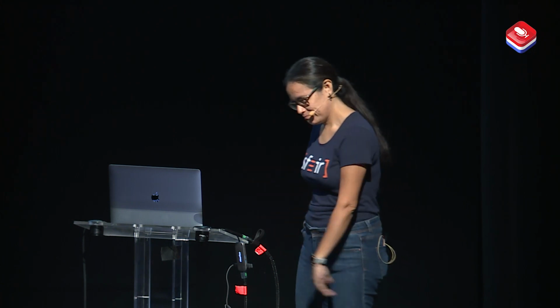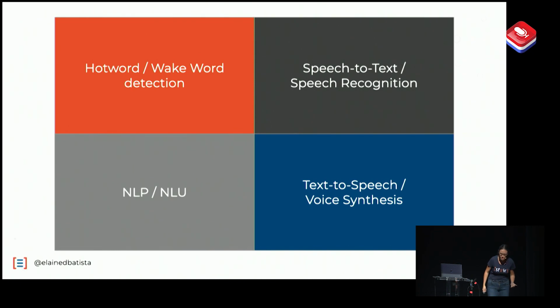So what do you need to do? There are 4 features that you can integrate inside your app to implement voice interactions. The first one is the hot word or wake word detection, then speech-to-text or speech recognition, the machine learning part with the NLP and NLU, and text-to-speech and voice synthesis.